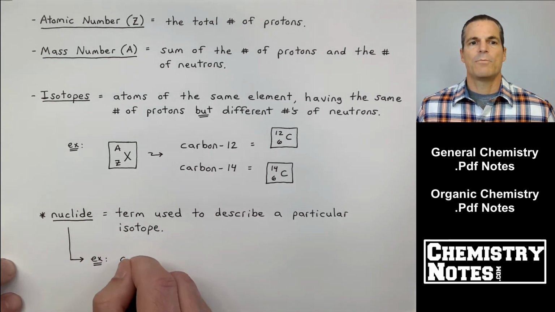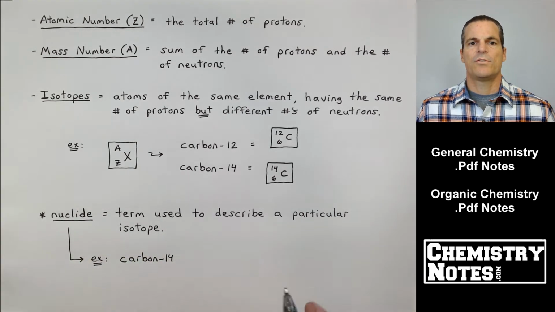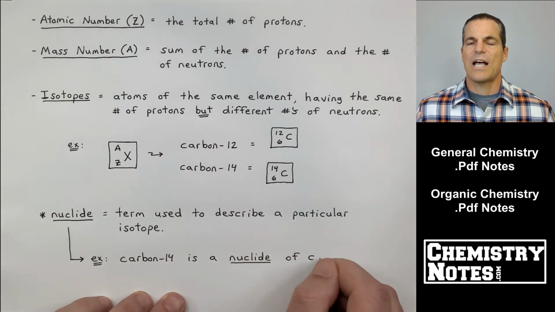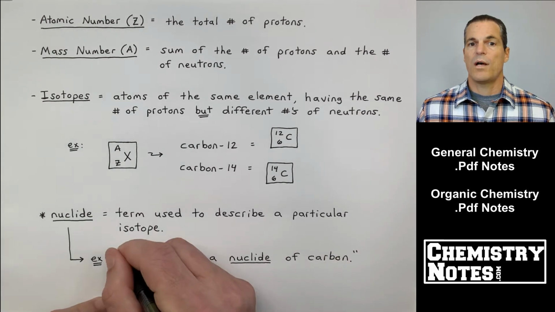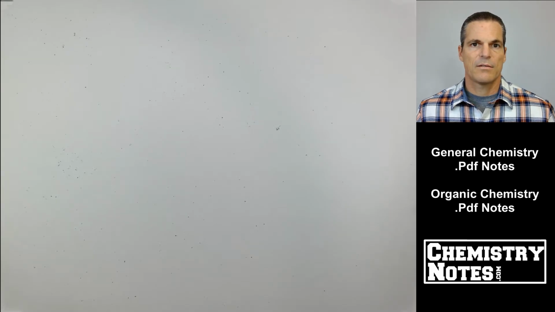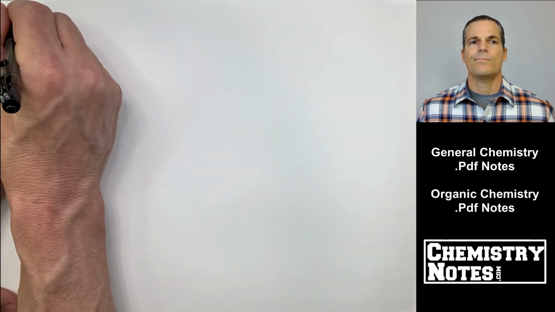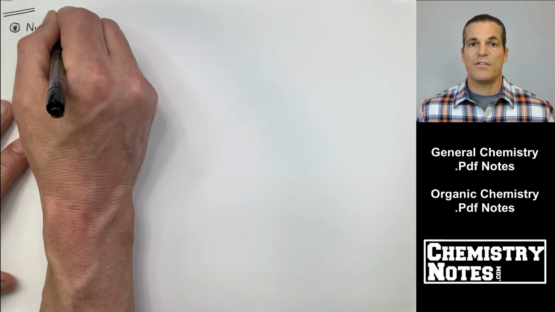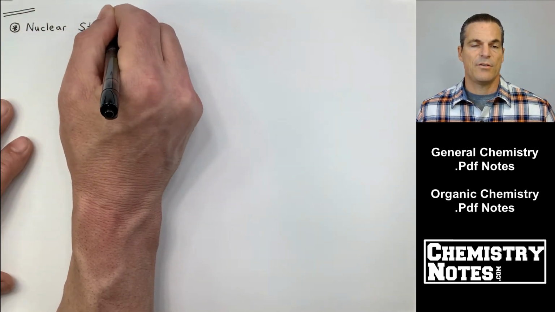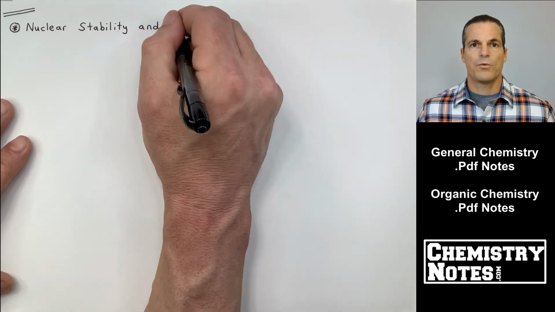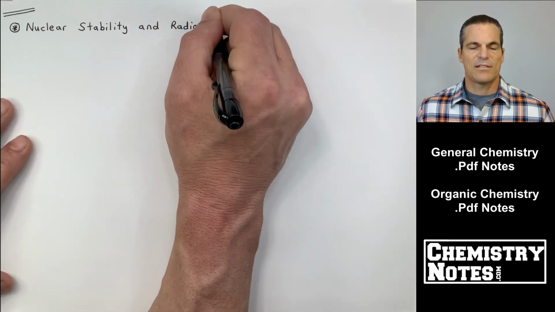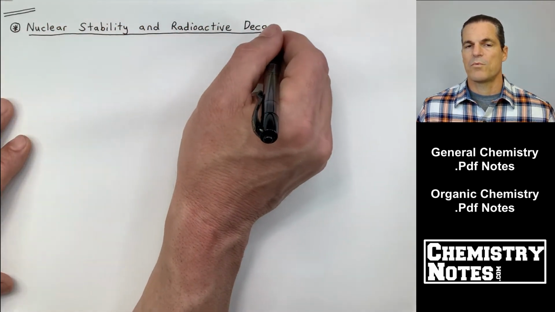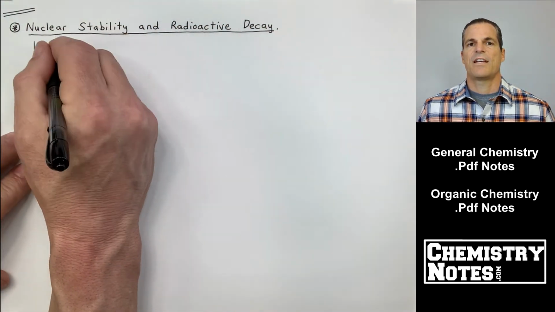All right, next term, nuclide. A nuclide is a term used to describe a particular isotope. So carbon-14 is a nuclide of carbon. Carbon-12 is also a nuclide of carbon. All right, so those are some terms I wanted to either introduce to you, like nuclide and nucleon, or some terms I just wanted to refresh your memory on, things like isotopes, mass number, and atomic number. We've heard some of those before, but I just wanted to put them in our notes here for section 19.